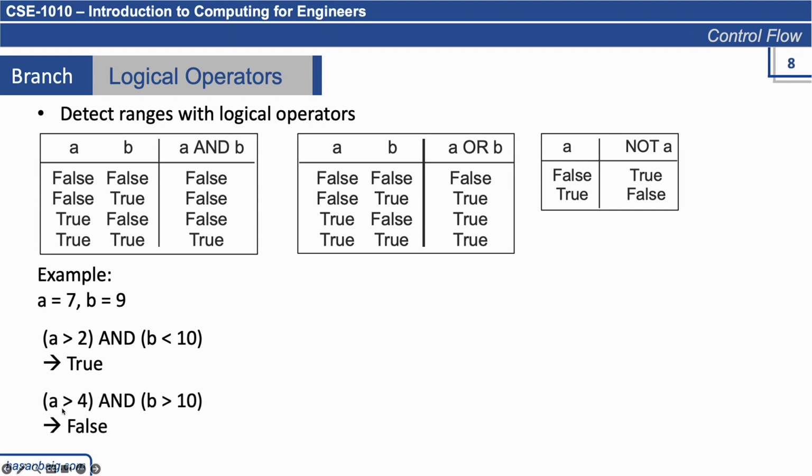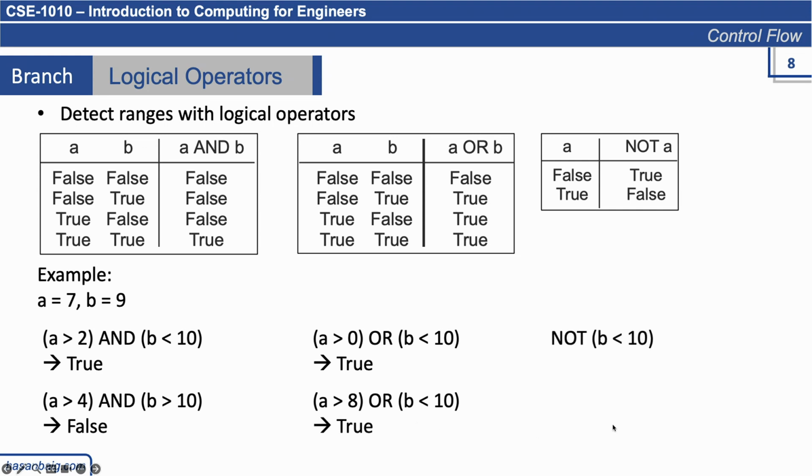When you talk about a is greater than 4, which is true, but b is not greater than 10, here it would be false. One of the inputs is false, so the output is false. Now the OR statement: a is greater than 0, which is true, b is less than 10, which is also true, so the output is true. Now a is greater than 8, which is false, or b is less than 10, which is true. One of the inputs is true, so the output for the OR operation is true. If you talk about not, so not b is less than 10: b is less than 10 is true, so not true returns the output false.